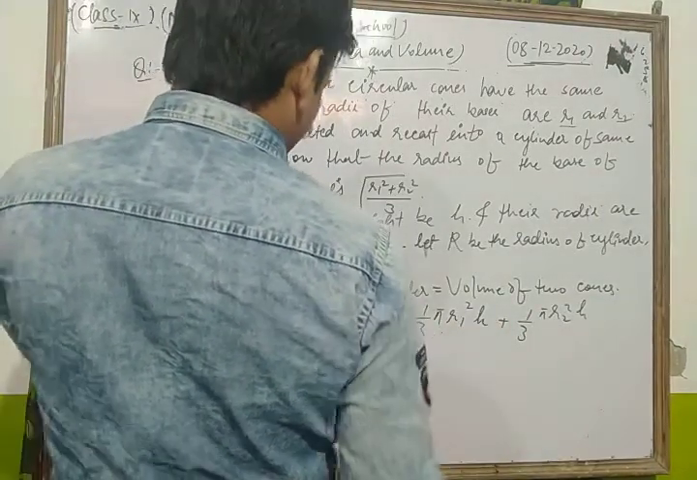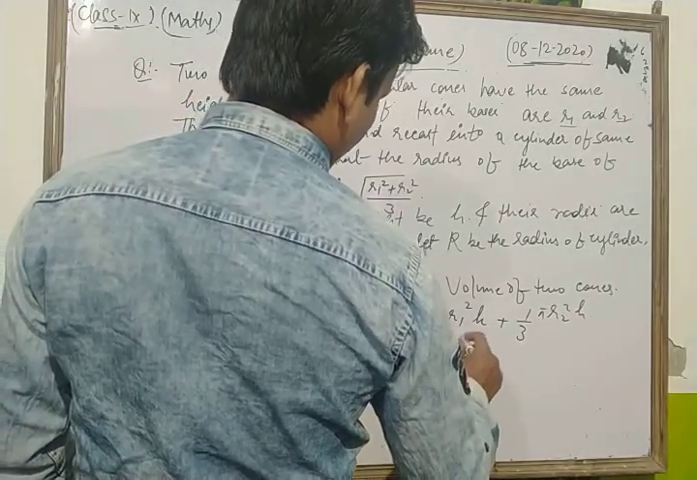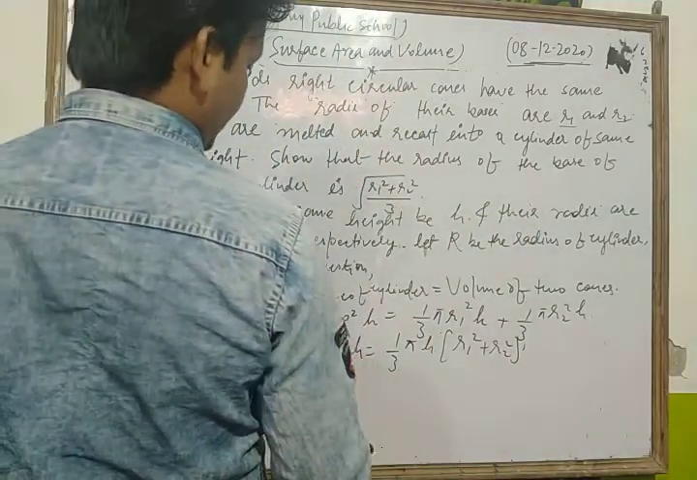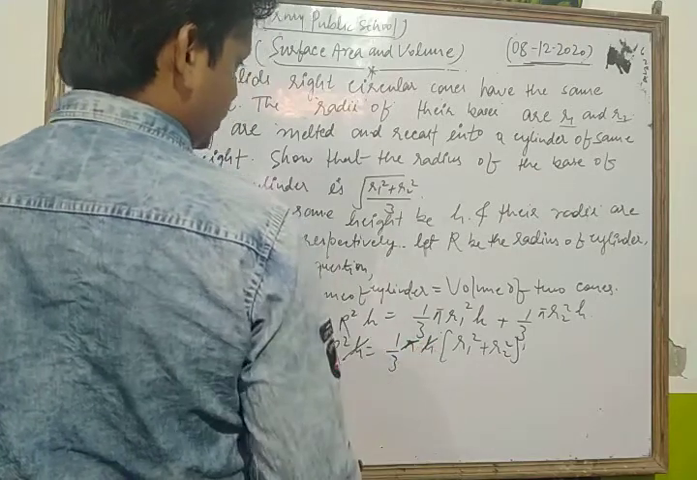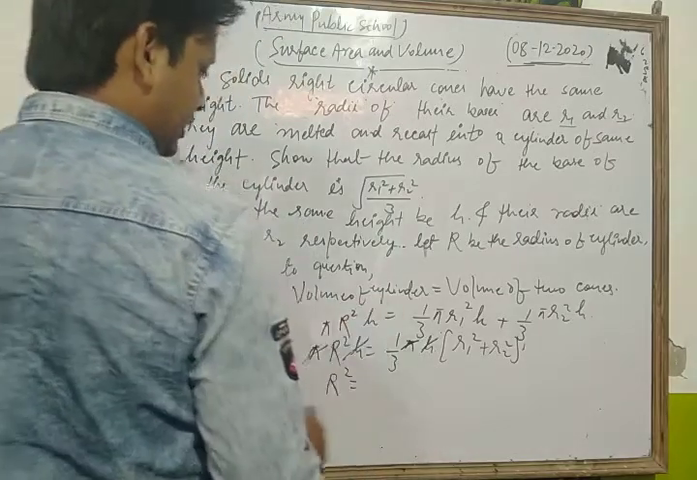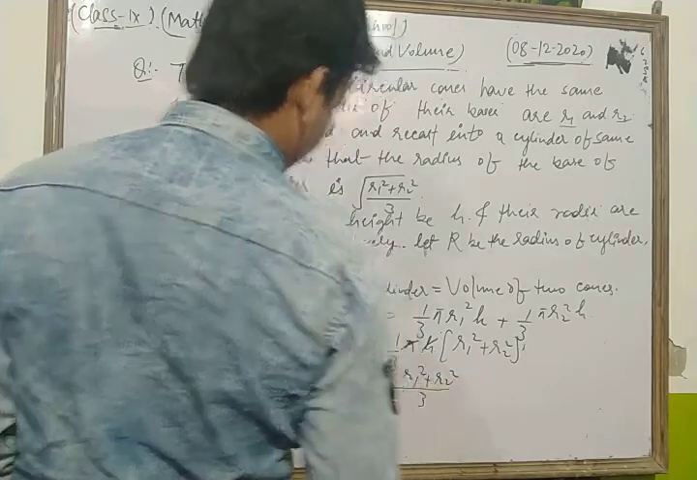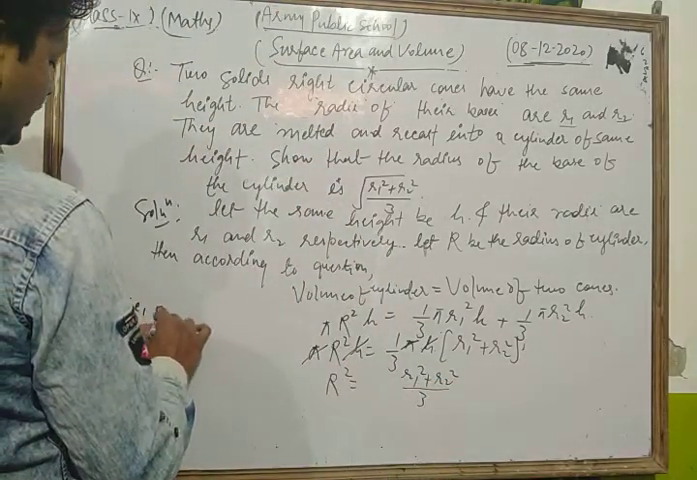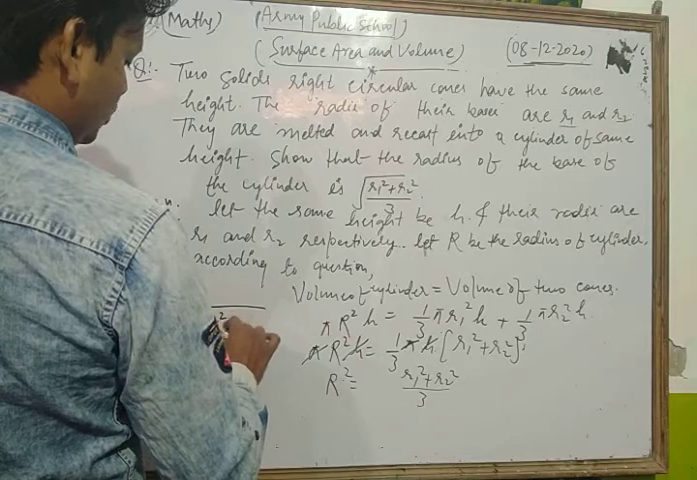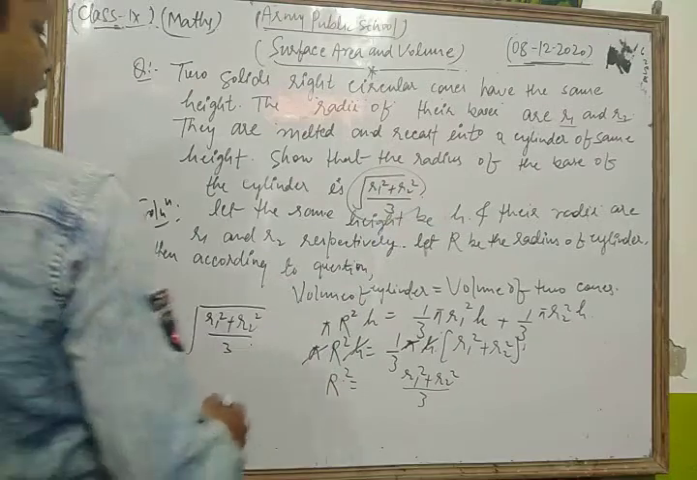We take 1 by 3 pi h as common, so we get r1 square plus r2 square left. Here pi cancels and h also cancels. Thus the square of the radius of the cylinder is equal to r1 square plus r2 square upon 3. That is, the value of r is equal to the square root of r1 square plus r2 square by 3. This is our required result. Hence proved.